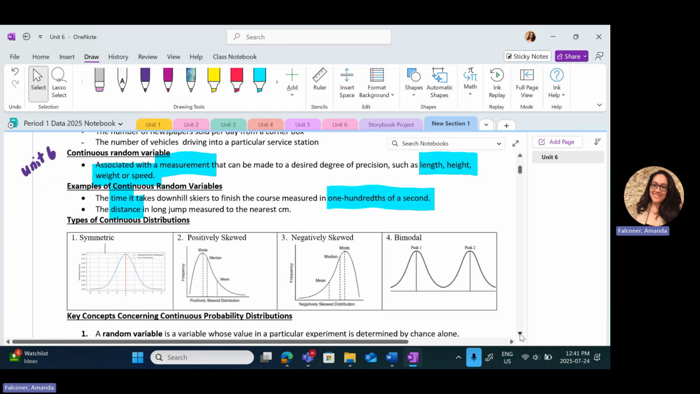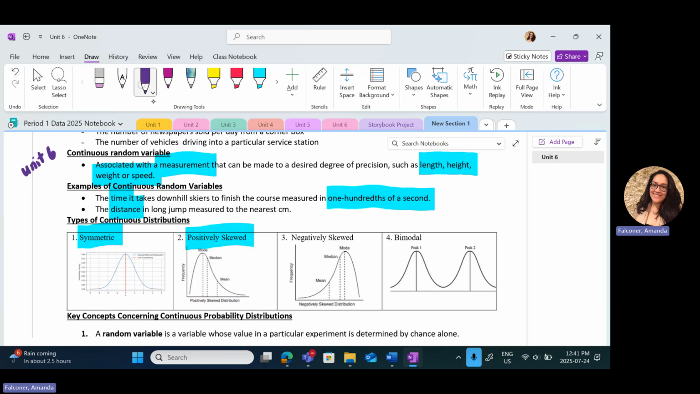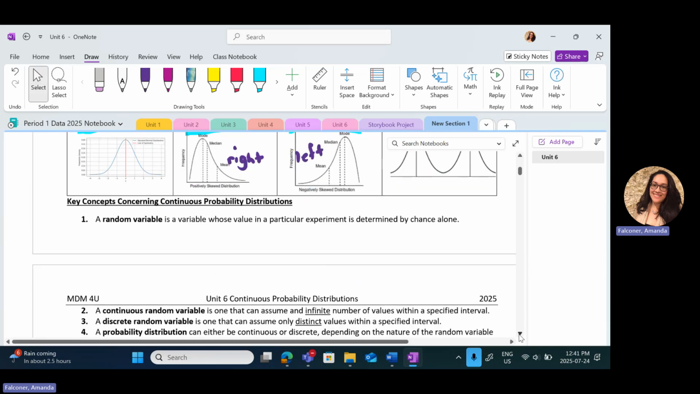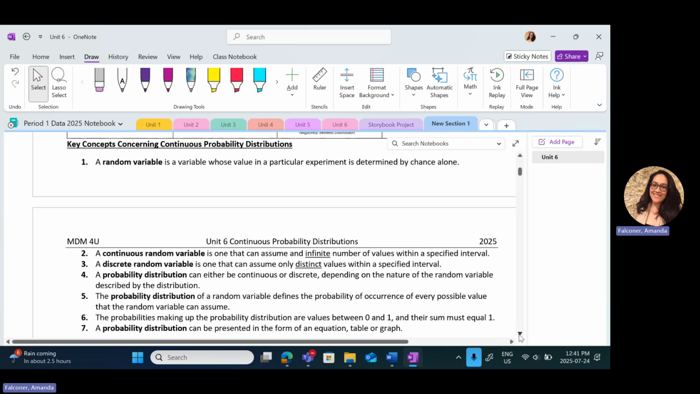When we have continuous distributions, we have different types of continuous distributions. So we have a symmetric distribution here, a positively skewed distribution here, which is also the same thing as right skewed. We have a negative distribution or left skewed. And then we have bimodal over here. So there's some different types of continuous distributions there. And the two that we're doing in this first lesson are called uniform and exponential.